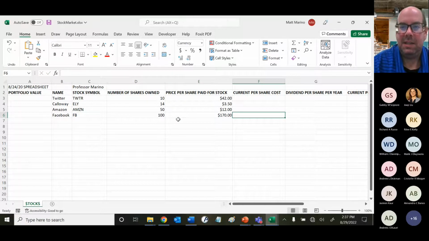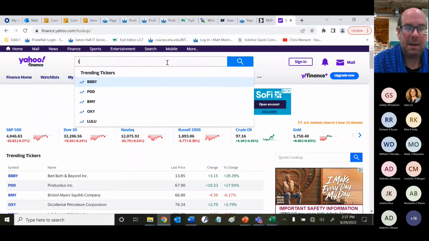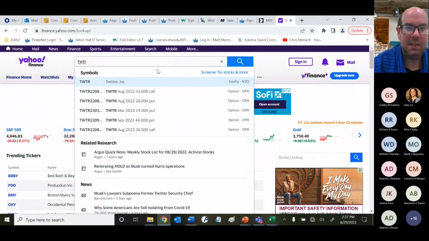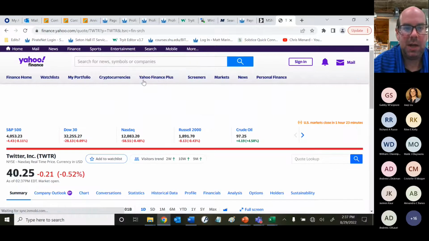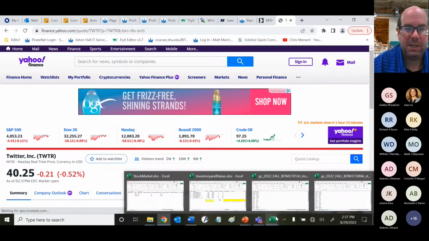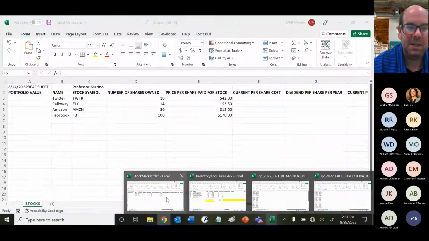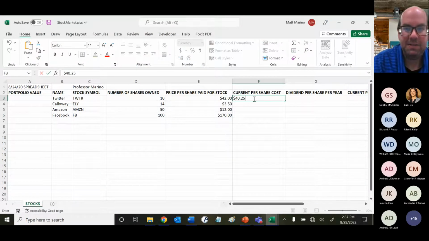So now, like I said, you have to look up the current per share cost. So in my example here, I'm going to give you today's cost. If you did homework 1A, then you're going to look up the price that it was on your 16th birthday. So Twitter today is $40.25.